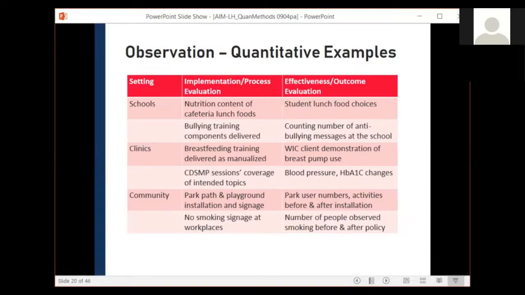Process evaluation could include observation of the condition of the park paths and signage to learn how well the improvement efforts are going. Intermediate term outcome evaluation could include pre and post observations of the number of path users and types of activities that the users are doing on the park paths.